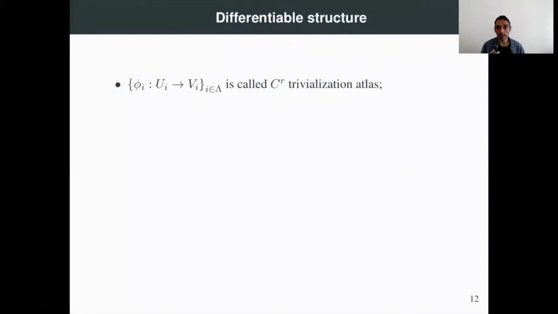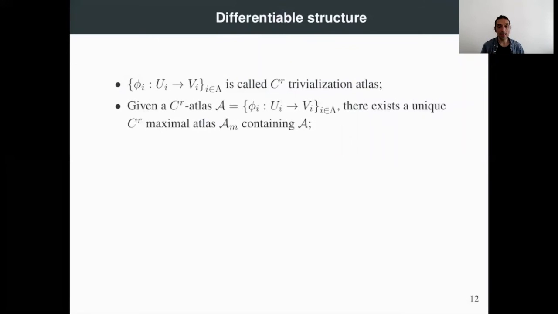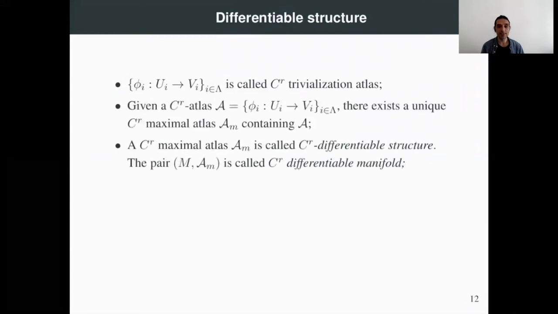Okay? As I said, this family of local charts is called a CR trivialization atlas. And I repeat again, the R is actually associated to the compatibility condition. We require that the inverse of one local chart composed with another is always a CR diffeomorphism. Given a CR atlas, there exists a unique CR maximal atlas containing A. We are going to call this, for the time being, A sub M. And a CR maximal atlas is called, by definition, a CR differentiable structure. The pair consisting of the differentiable manifold together with the maximal atlas is called a CR differentiable manifold. Okay?